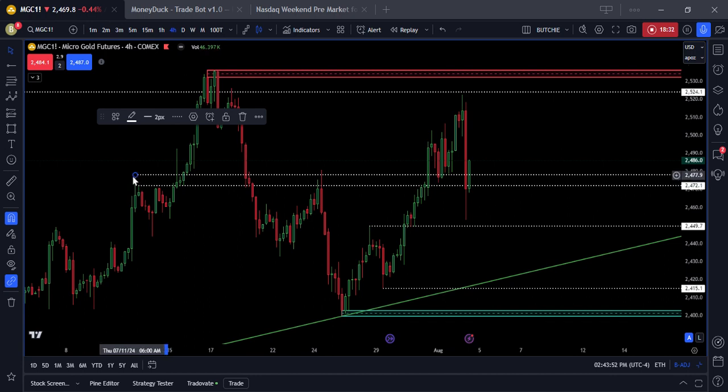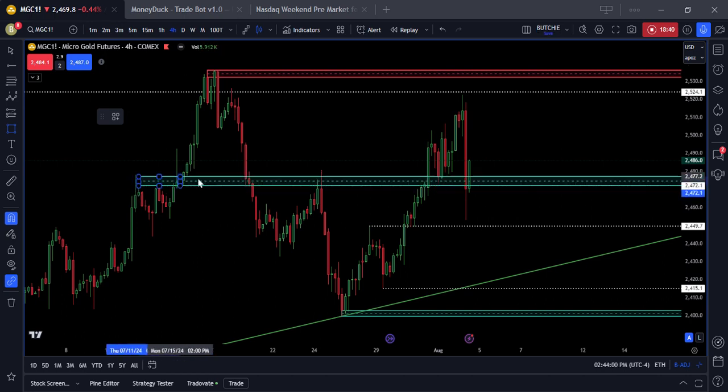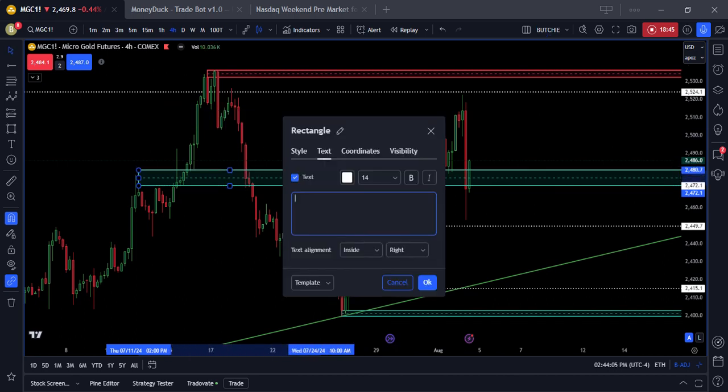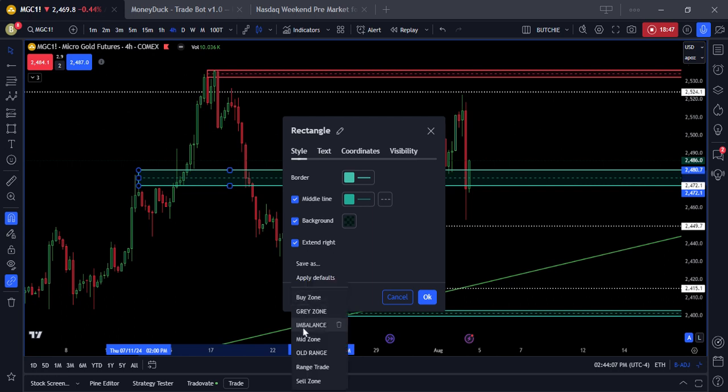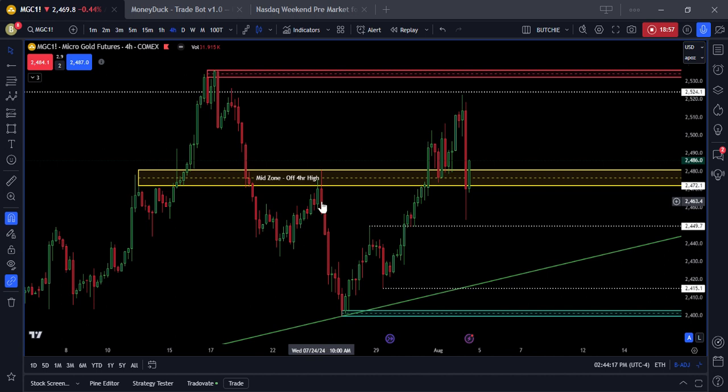So I'm actually going to take my zone tool and start it right here at the top of this candle and go to the top of this zone. And that's where we're at right now. That's what we're going to call our mid zone. Okay, so there's our mid zone. It's off a 4-hour high. You don't have to label them if you don't want. But again, we're including the top of this candle wick. And then we went to basically candle bodies that are in here. That's going to be my mid zone.